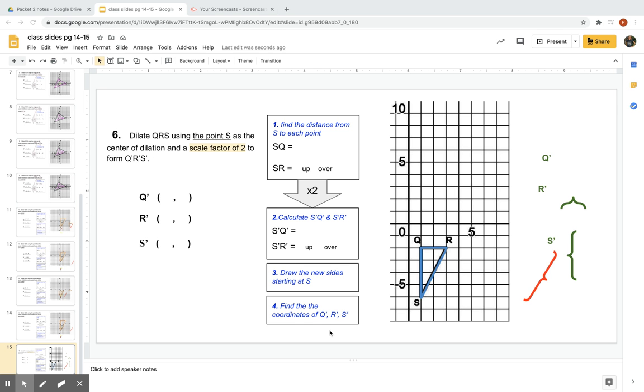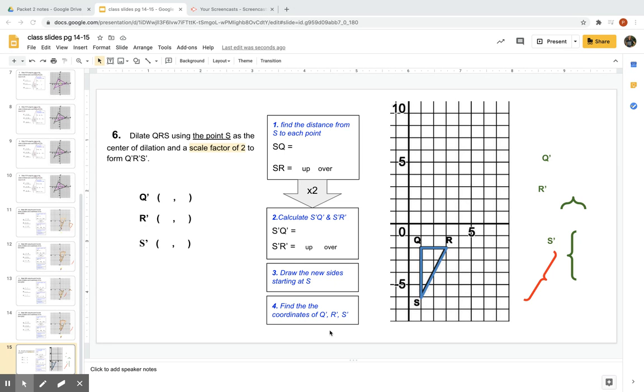In this video, I'm going to go over how to do problem number 6 on page 14. This is worksheet 7 in your packet number 2. Number 6 asks you to dilate QRS using the point S as the center of dilation and a scale factor of 2.